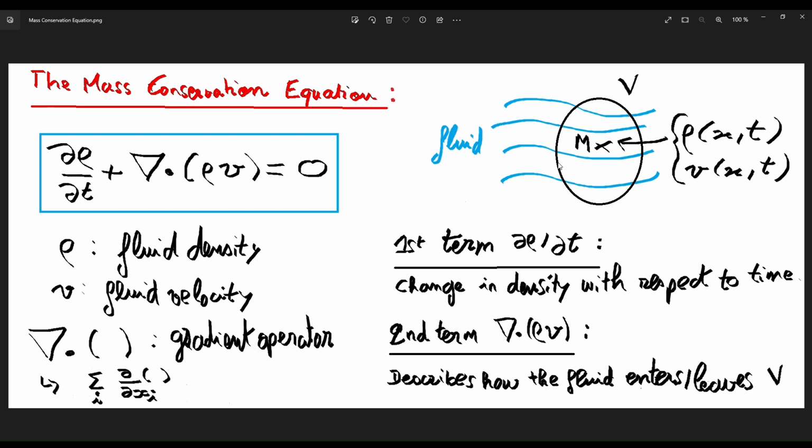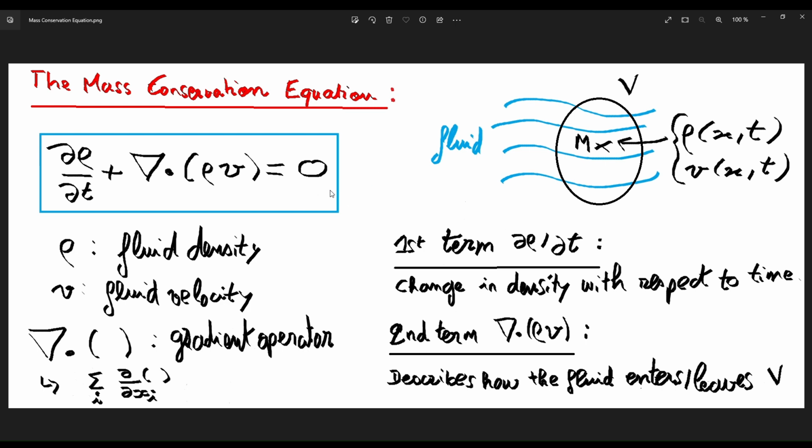Today's video we're going to dive into an intriguing concept in fluid dynamics known as the mass conservation equation. Now you might be wondering, what exactly is the mass conservation equation? It's the blue framed equation you can see here.